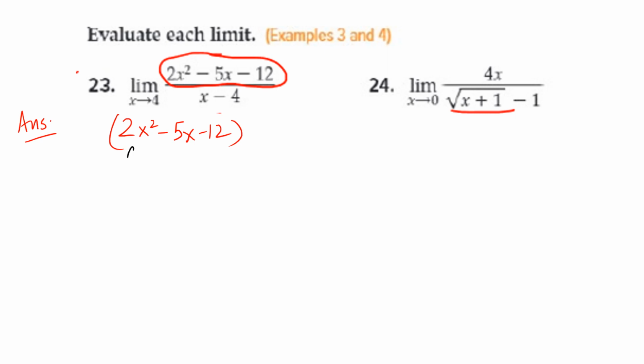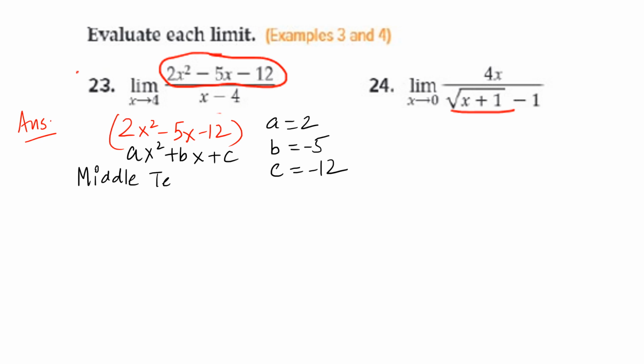So here you are comparing it with the ax squared plus bx plus c standard form. So how much is a? 2. How much is b? Minus 5. How much is c? Minus 12. The strategy that we are going to use here, the method, is middle term splitting. We are going to use this for factorization.